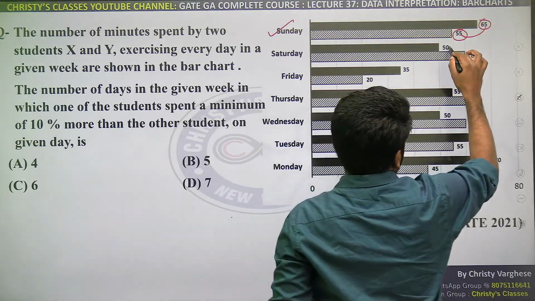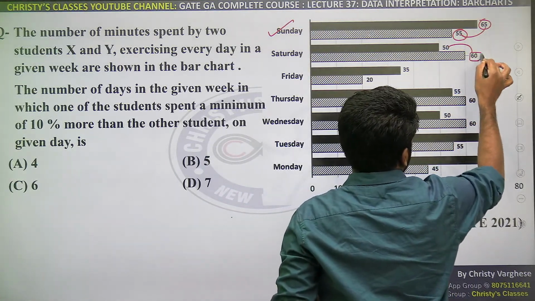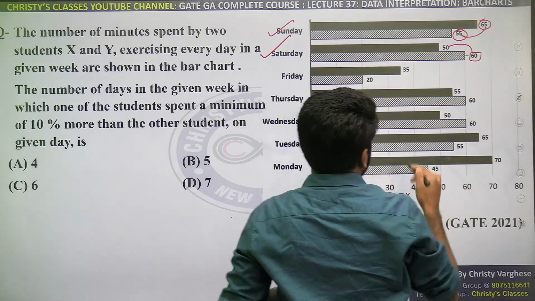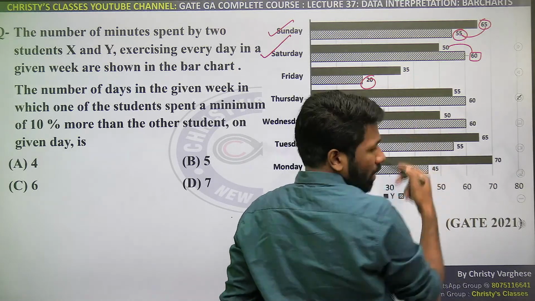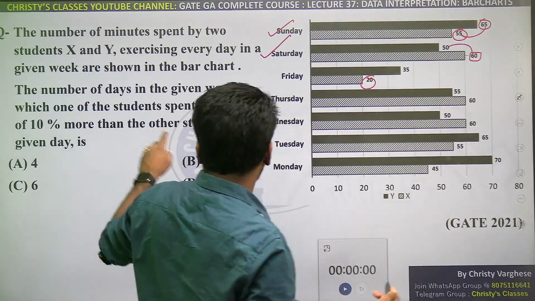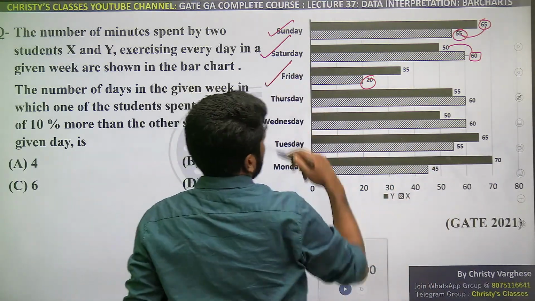Saturday 50, 10% is 5. 60 is more than that. So Saturday is also such a day. 20, 10% is 2. 2 added is 22. 35 is more than that, so it is more than 10%. So Friday is also okay.